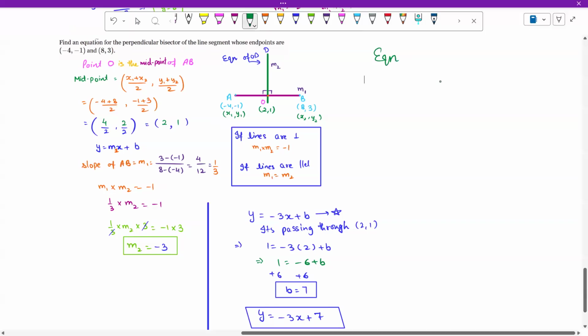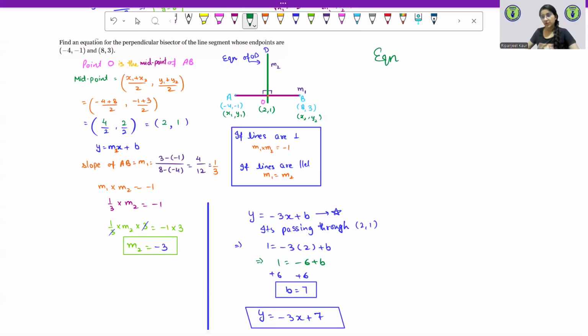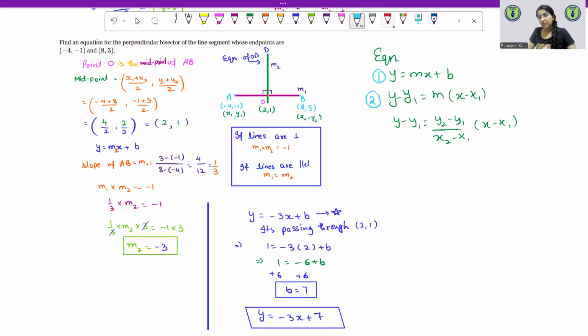And for an equation, there are multiple forms that we know, which are y equals mx plus c or b, the slope intercept form. Then y minus y1 equals slope times x minus x1, which is the point slope form. Then there is y minus y1 equals y2 minus y1 over x2 minus x1 times x minus x1. So this is the two point form, right? So there are multiple ways we can find out the equation.